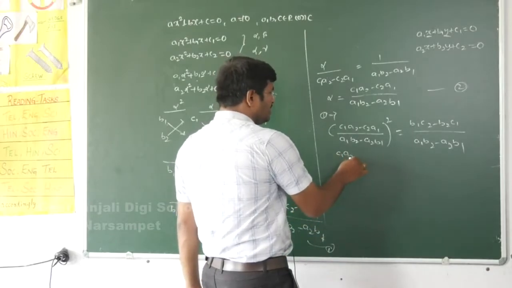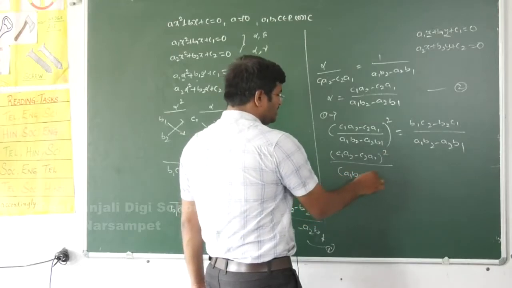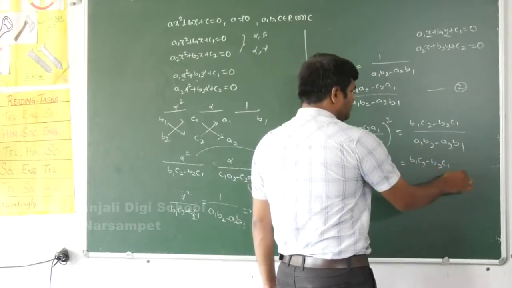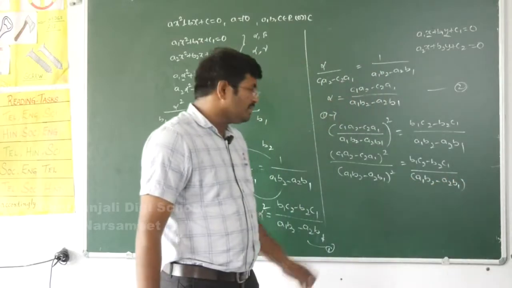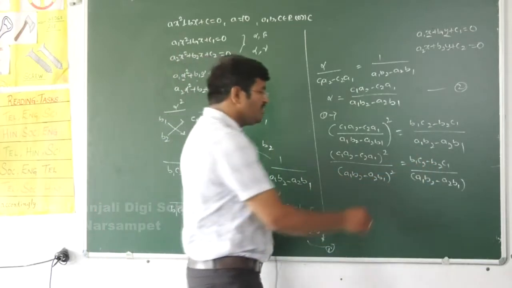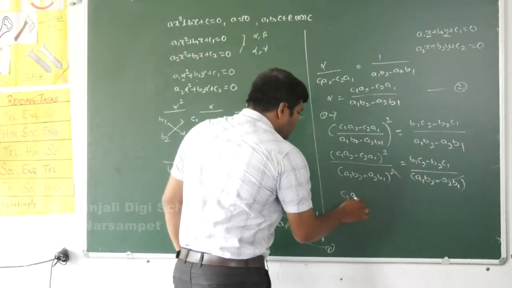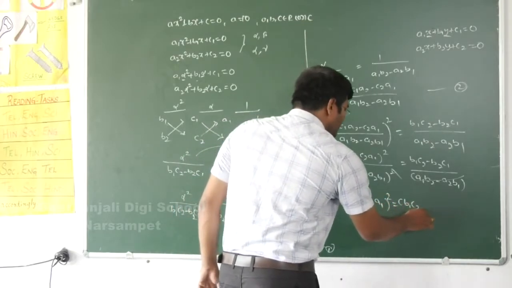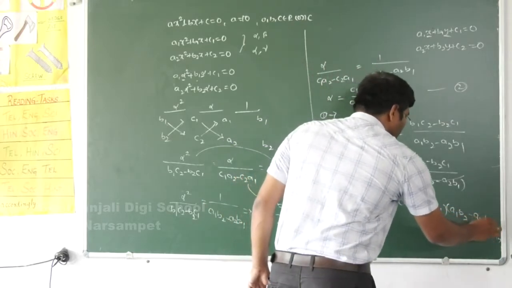Then C1A2 minus C2A1 whole square by (A1B2 minus A2B1) whole square is equal to (B1C2 minus B2C1) by (A1B2 minus A2B1). Here, one factor of A1B2 minus A2B1 cancels. Then (C1A2 minus C2A1) whole square is equal to (B1C2 minus B2C1) into (A1B2 minus A2B1).